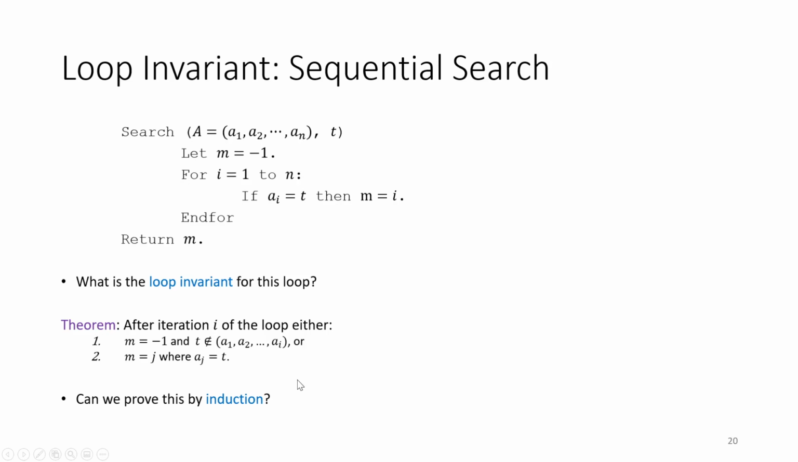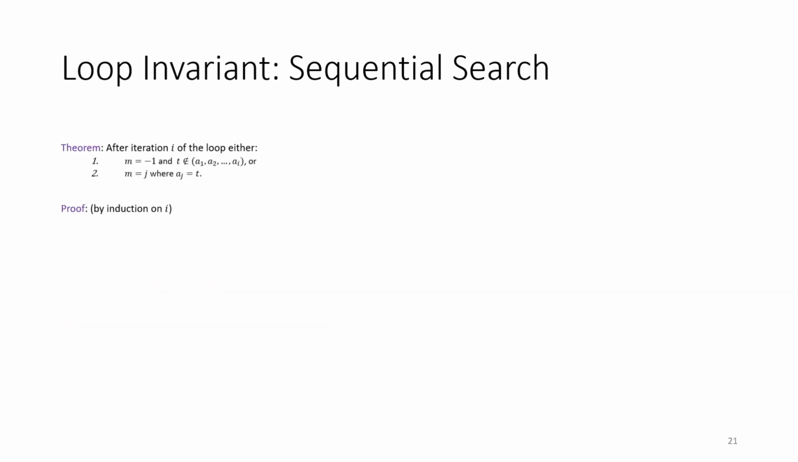Okay. All right, let's see if we can tackle the proof then. Let's go into proving this. This is the loop invariant we want to prove. After iteration I, we're either at -1 and haven't found it yet, or M is some J where J is an index of where we found the target. Okay, so this proof is actually going to take 2 slides here, mostly because it's a little bit bigger and I don't want to clutter up the slide very much.